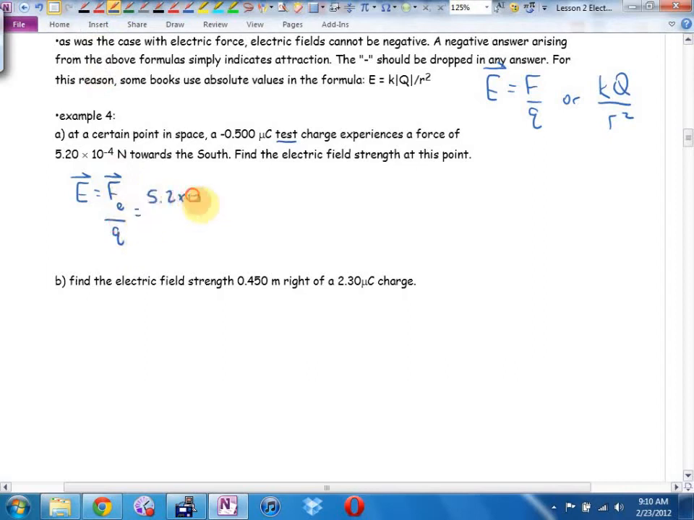5.2 times 10 to the -4 divided by 5 times 10 to the -6 microcoulombs. Electric fields are usually pretty big. They're usually in the thousands or in the tens of thousands or sometimes in the hundreds of thousands. How big is the electric field at this location?